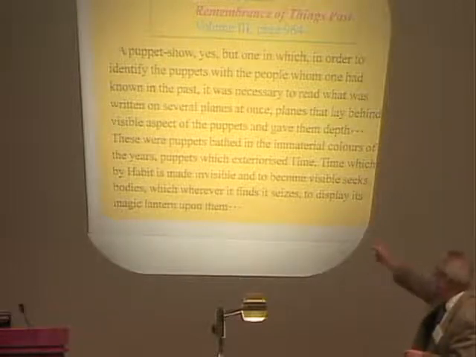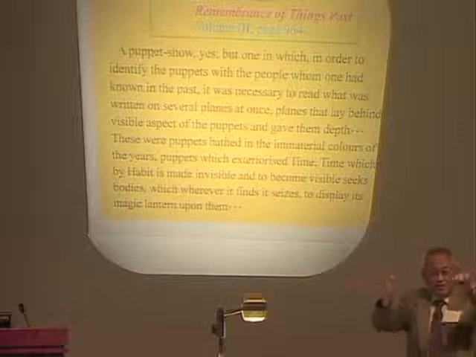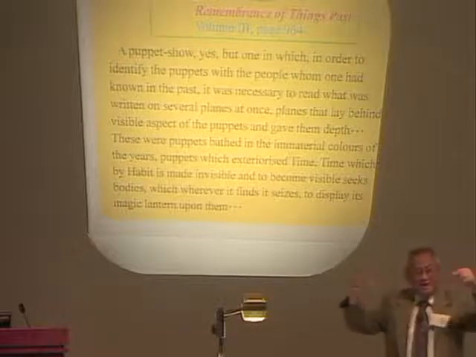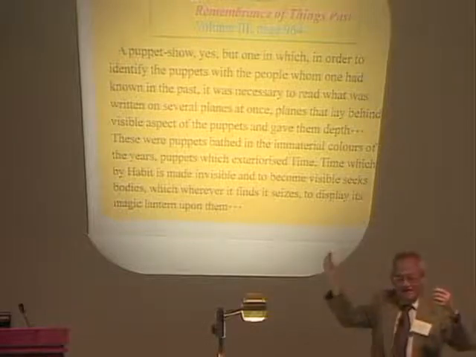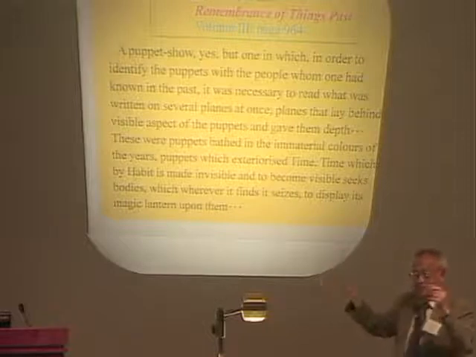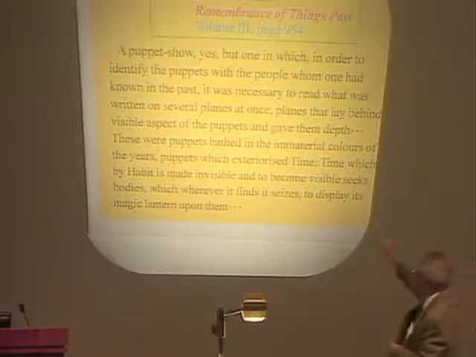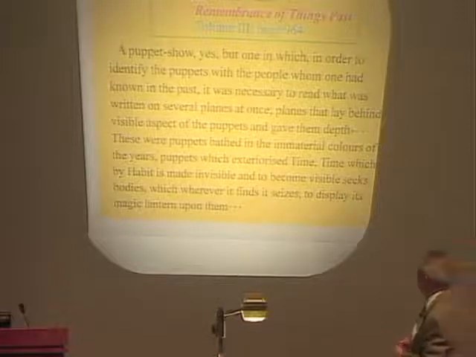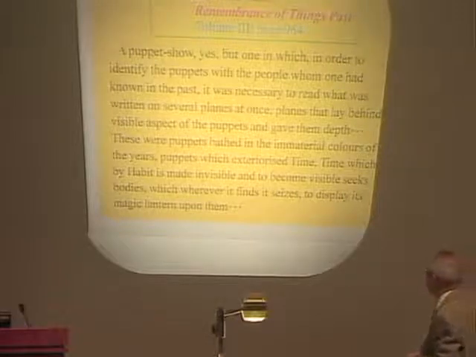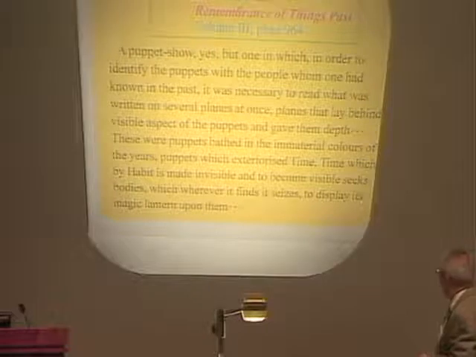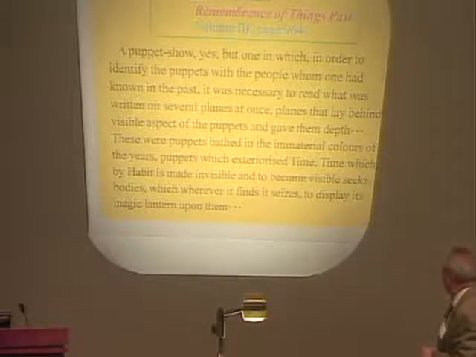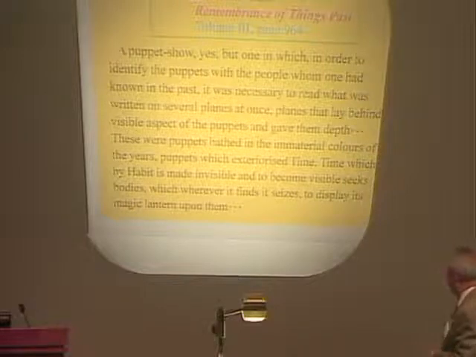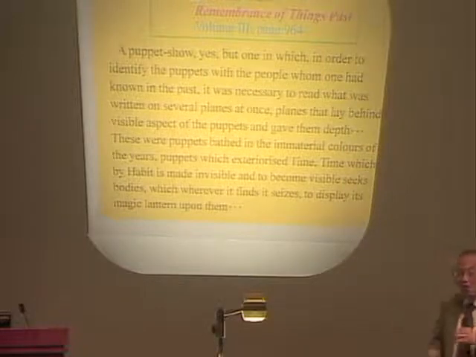Now, when you say several planes, read that as several different inputs, like the Madeleine and the tea, for example. So you need to associate. So this is language, saying several planes at once. Planes that lay behind the visible aspects of the puppets and give them depth. These were puppets bathed in the immaterial colors of the years, puppets which exteriorized time. And throughout this book, he was talking about time.